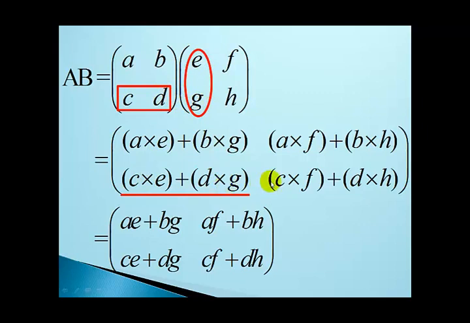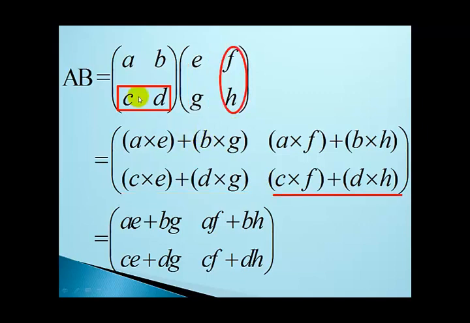Now the same second row multiplies the second column. And so we have c times f plus d times h. Now a times e is ae plus b times g is bg. a times f is af plus b times h is bh. c times e is ce plus d times g is dg. And c times f is cf plus d times h is dh. So in general, that is how we multiply matrices.